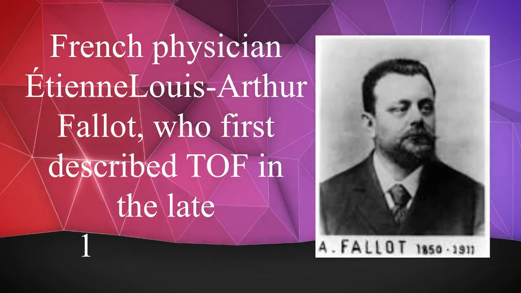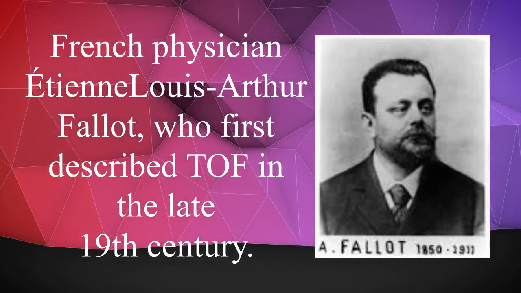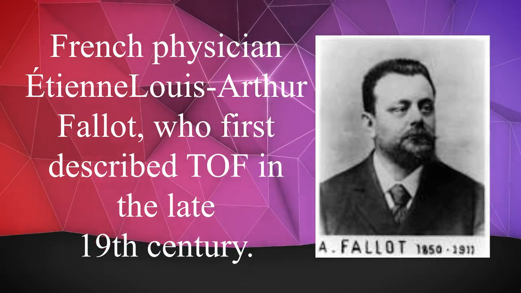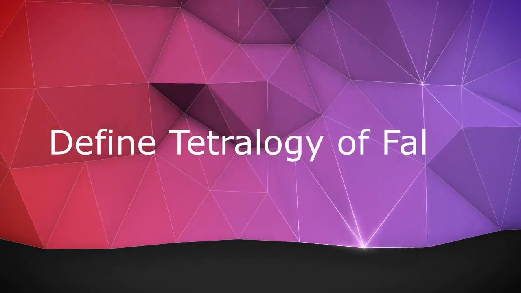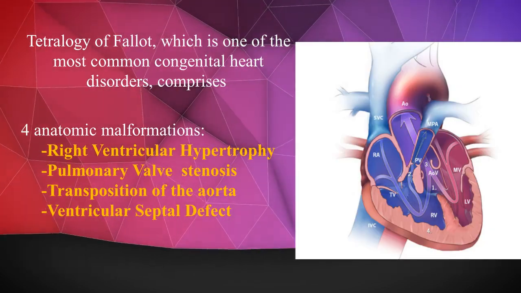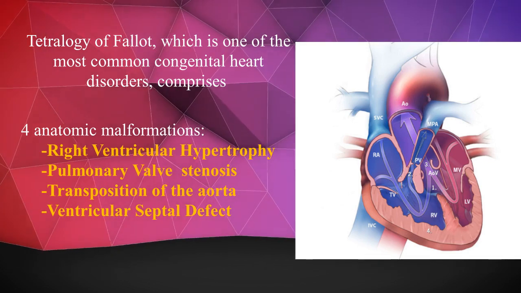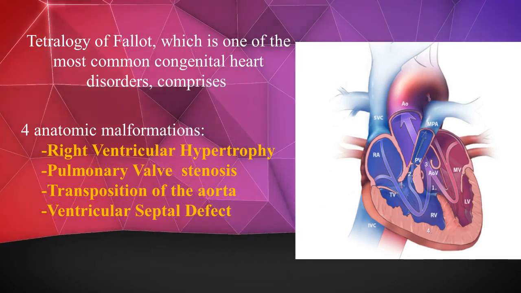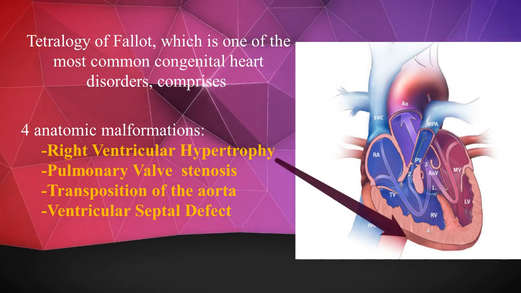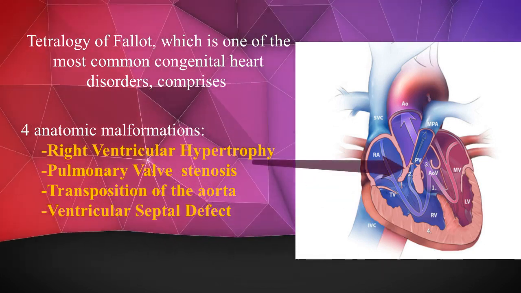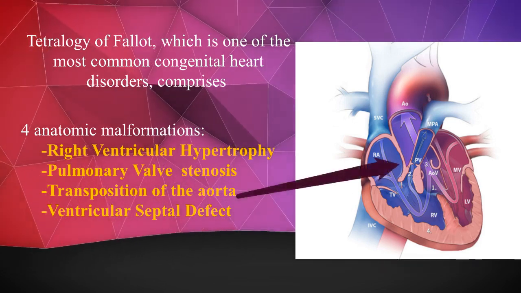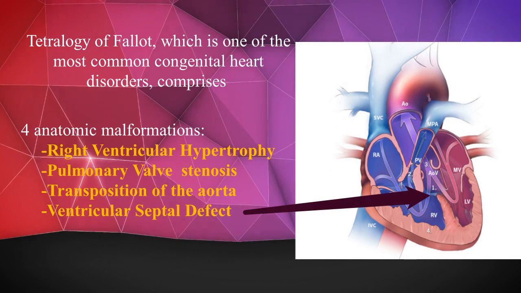French physician Louis Arthur Fallot, who first described Tetralogy of Fallot in the late 19th century, defined Tetralogy of Fallot, which is one of the most common congenital heart disorders. It comprises 4 anatomic malformations: 1, right ventricular hypertrophy; 2, pulmonary valve stenosis; 3, transposition of the aorta; 4, ventricular septal defect.